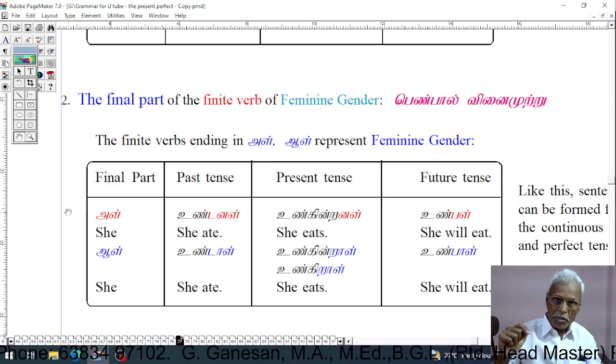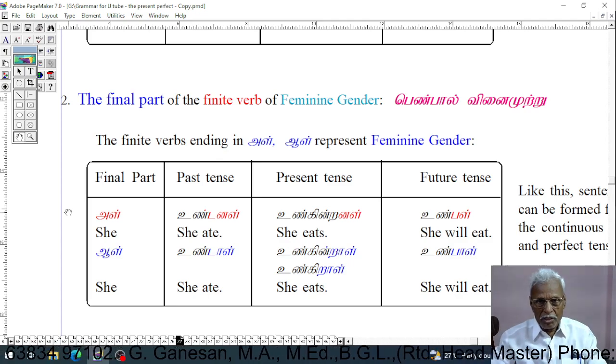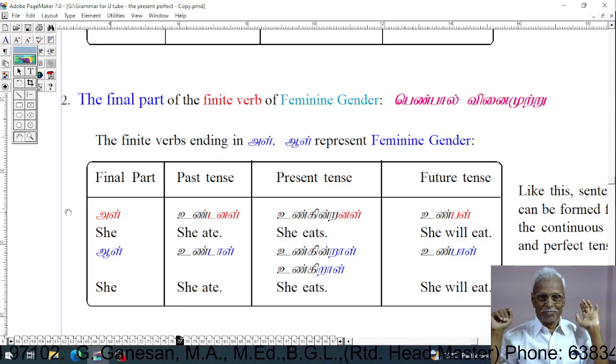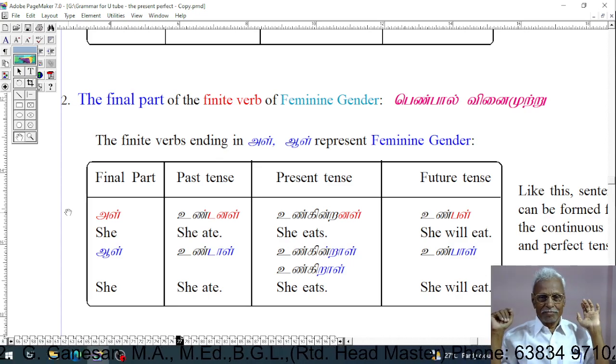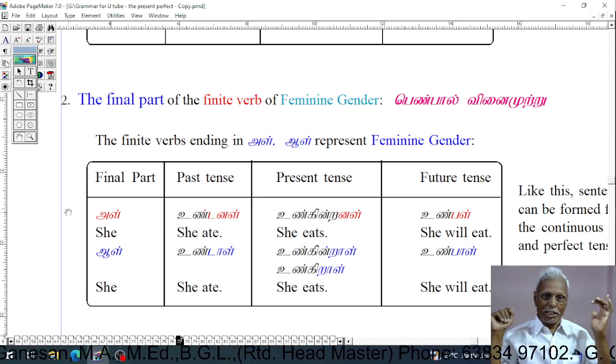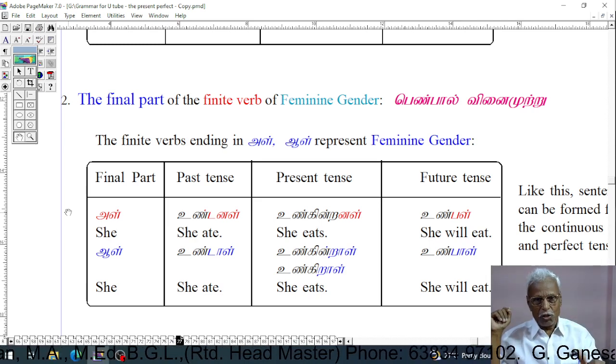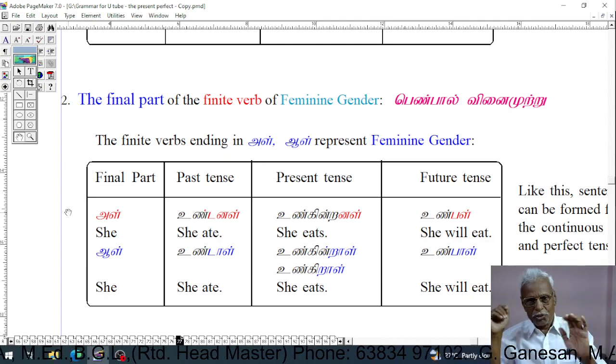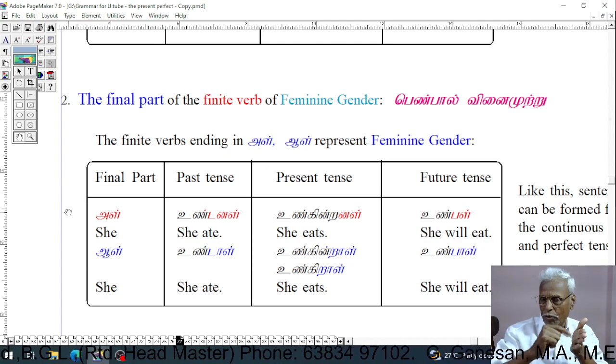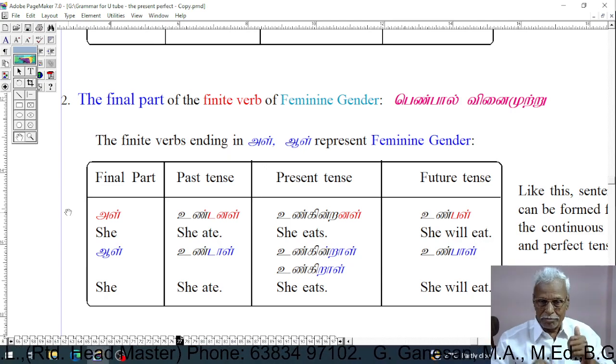She came, she comes, she will come. Okay? Vandal, she came. Varugiral, she comes. Varuval, she will come. So, the verb should end in al.